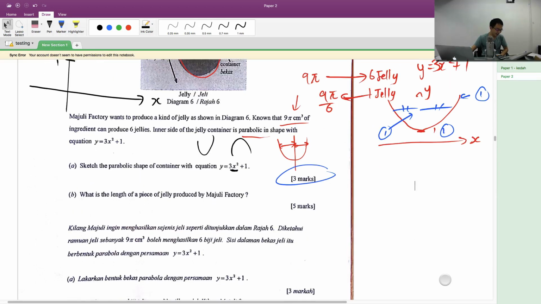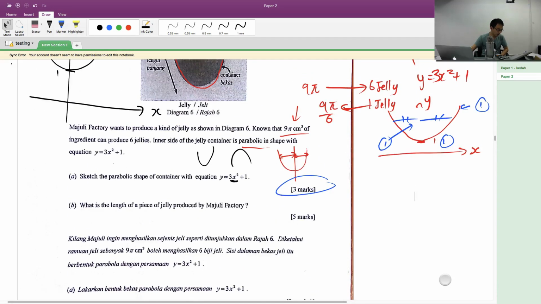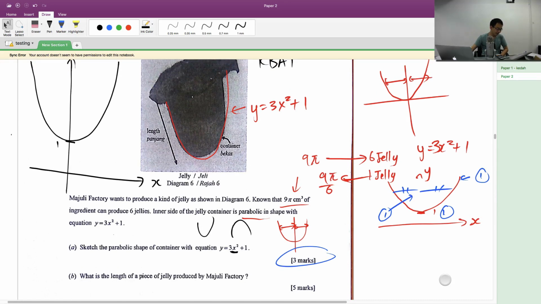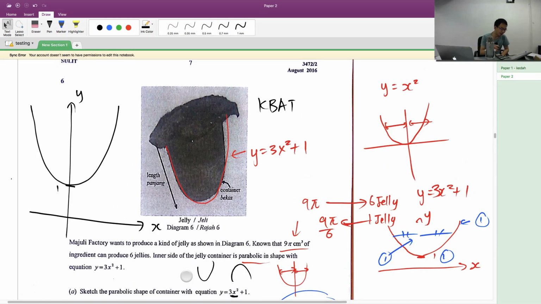Okay, then the next thing here: what is the length of the jelly produced by a piece of jelly? So they want to know what the length is here. If I sketch out the graph already, let's say I will cut it like this. So this is the length from here to here, they call it length. Now I want to find this length.